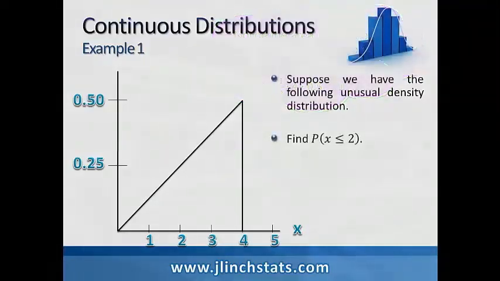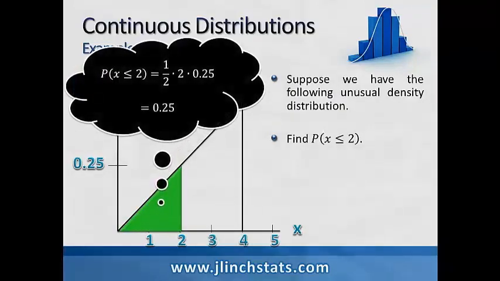Now suppose we want to find the probability for this particular unusual density distribution that the random variable x is less than or equal to 2. This region would be represented by the green shaded region as drawn. To find the area of this particular region, or the probability that x is less than or equal to 2, we simply find the area of the shaded green triangle here. And that area once again is 1/2 base times height.